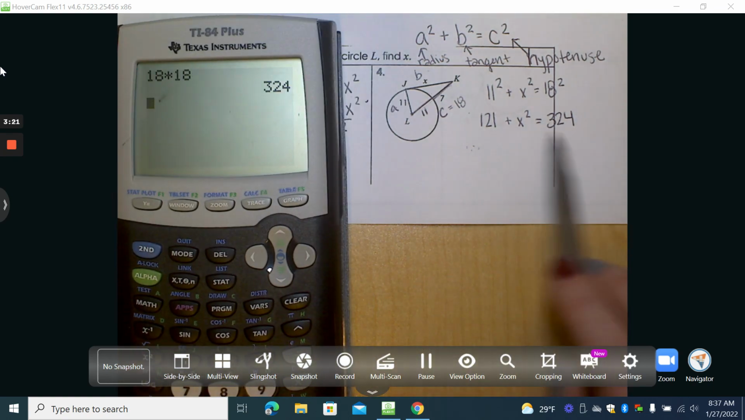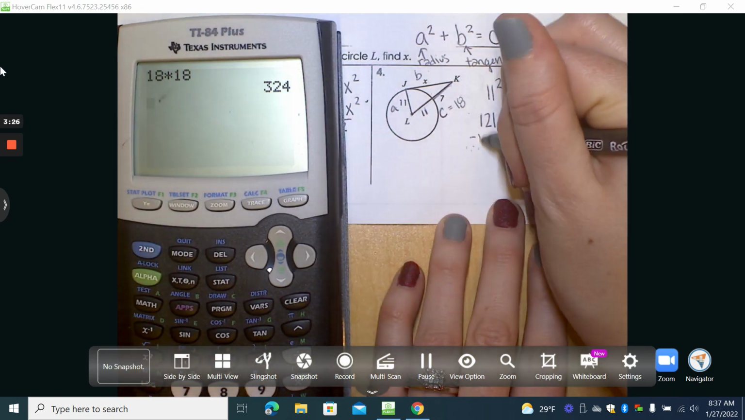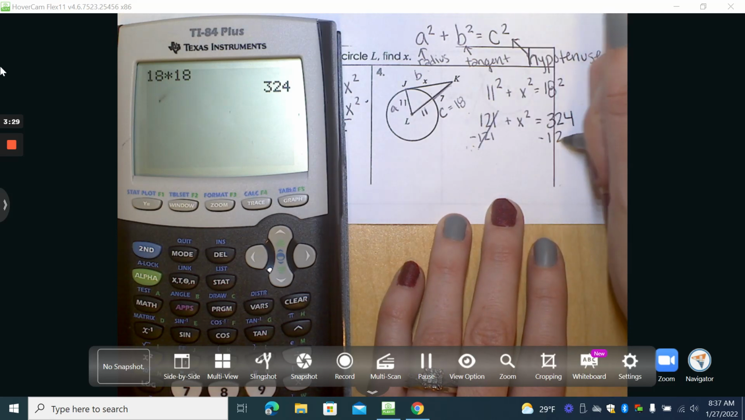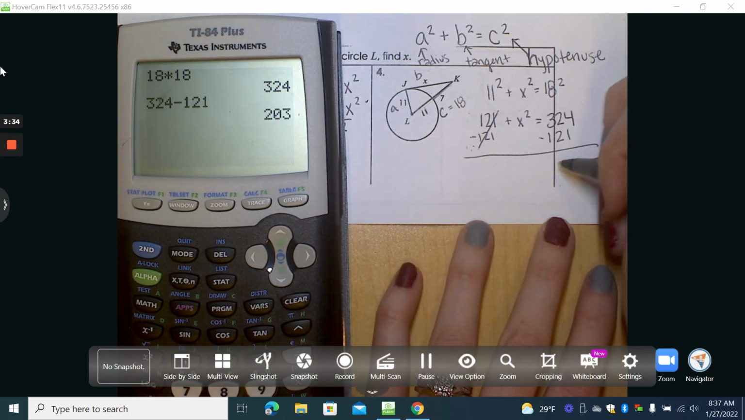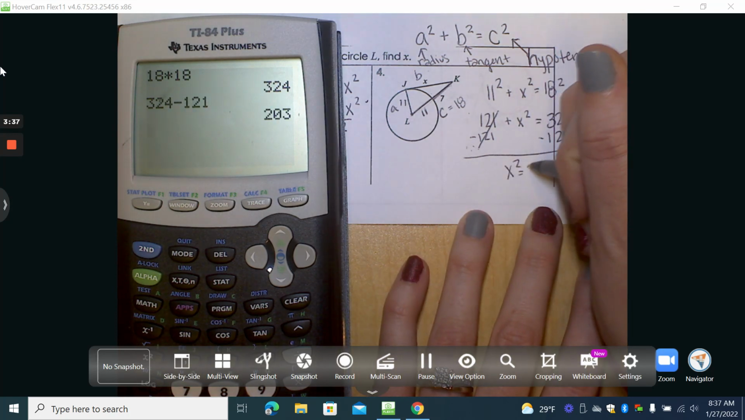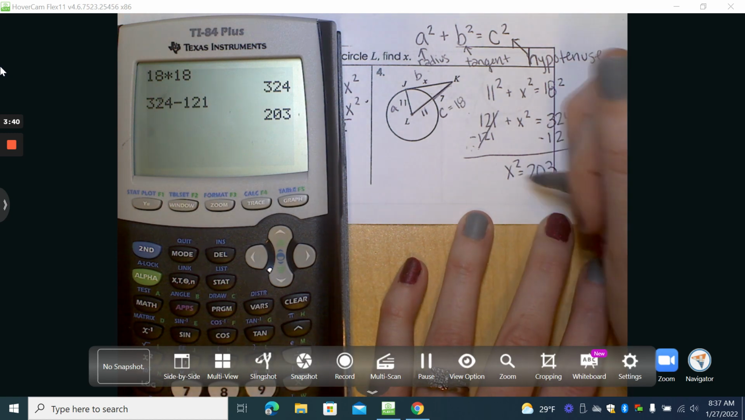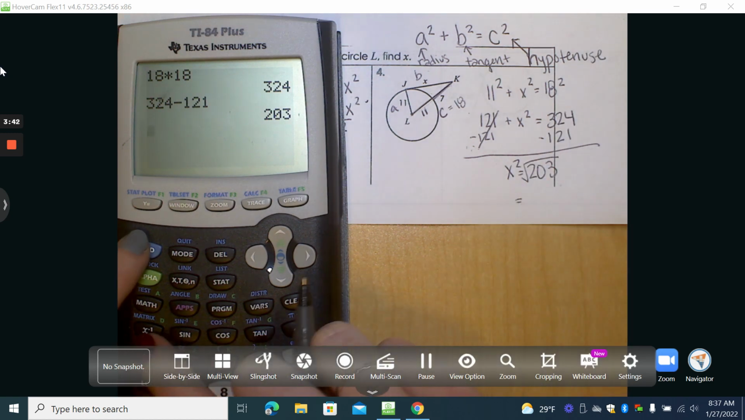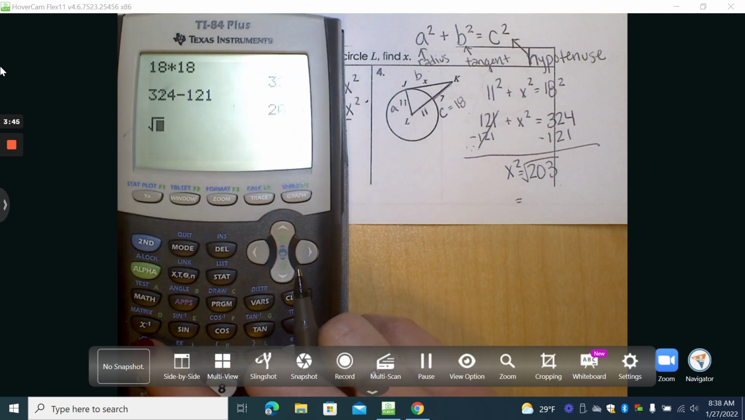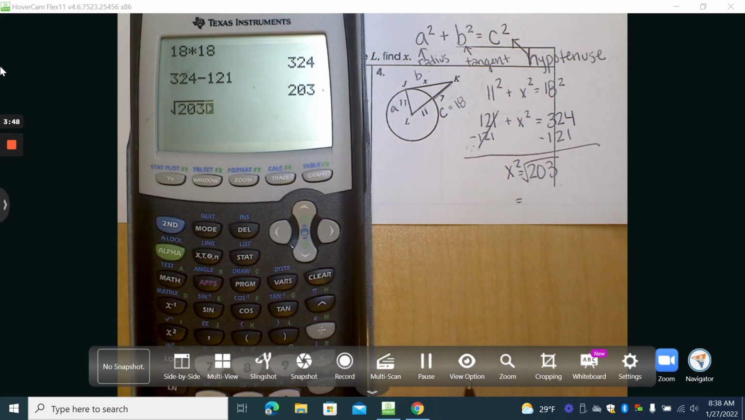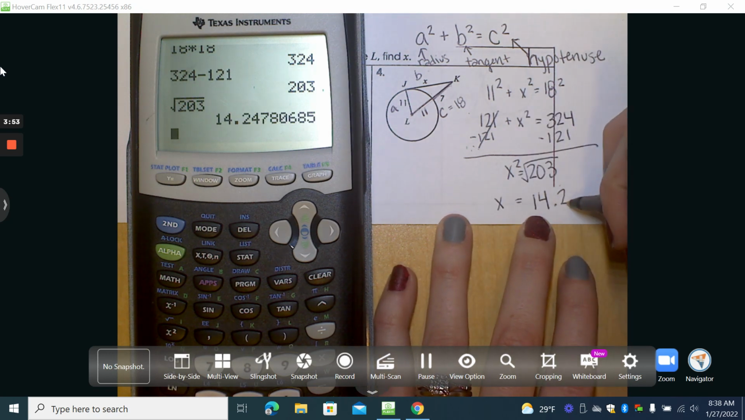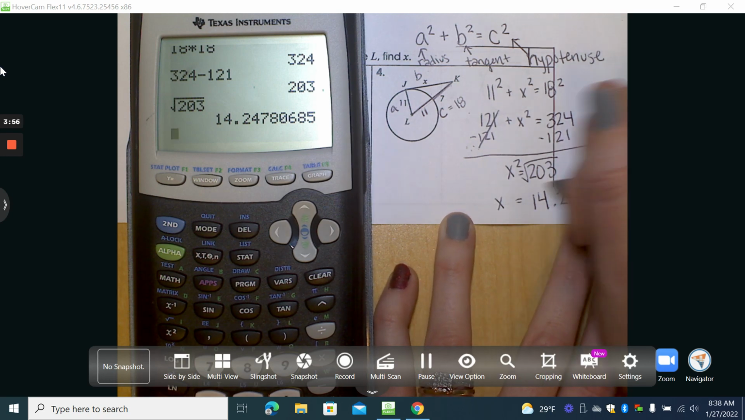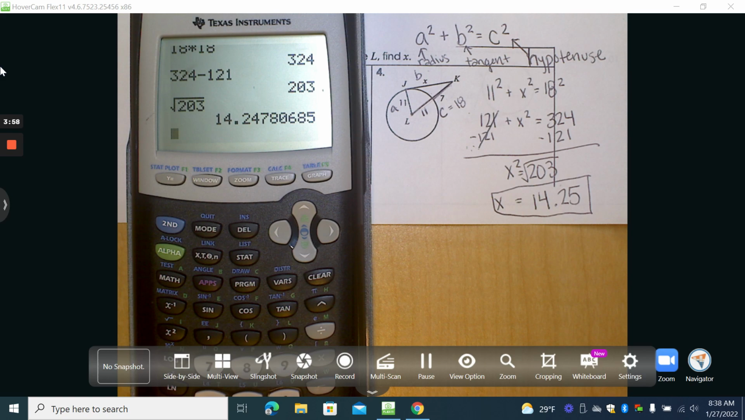Now, because my two numbers are on different sides of the equal sign, I cannot add them together. Instead, I'm going to subtract 324 minus 121, and that's going to give me 203. And that's what I'm going to need to take the square root of. So second, and then that squared button down there of 203. I'm going to get a final answer of x equals 14.247, but that 7 is going to make the 4 round up, so it's 14.25.